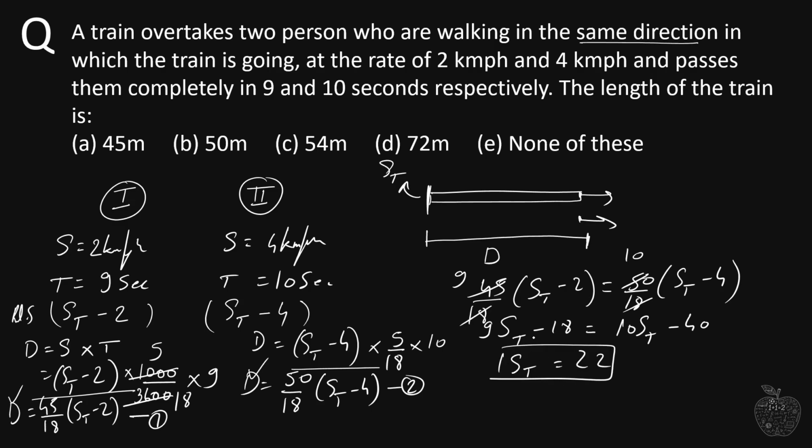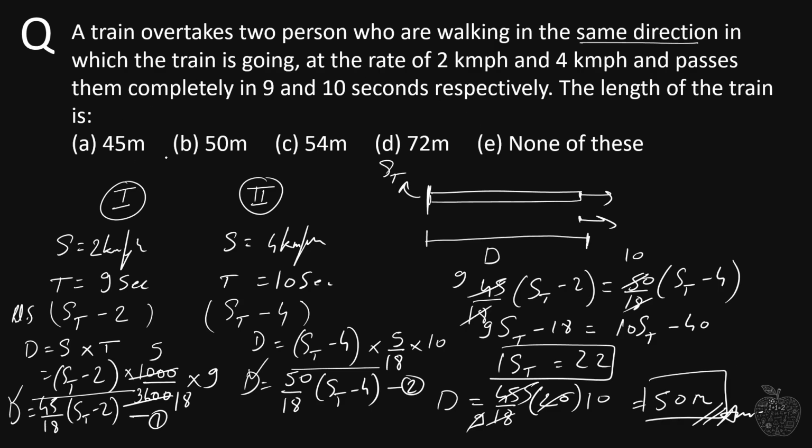Now we have the speed of the train, which is 22 meters per second. Let's substitute this speed in equation 1 to get the distance, because that is what we are asked, the length of the train. So we can either put the value of st in equation 1 or 2. I'll put it in equation 1. So we get distance, which is equal to 45 by 18 into st minus 2. So st is 22, 22 minus 2 is 20. Let's simplify. We get 5 tens are 50 meters, and this is our required answer. So here option B is the correct one.